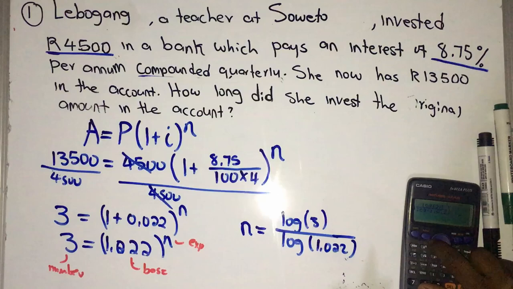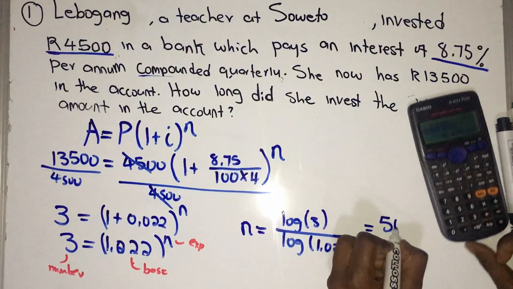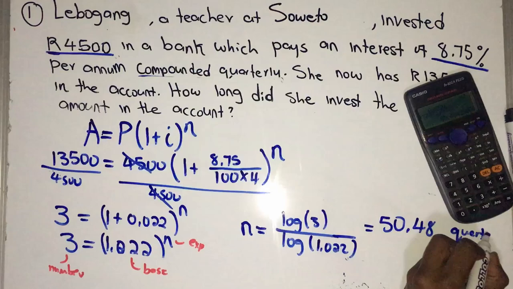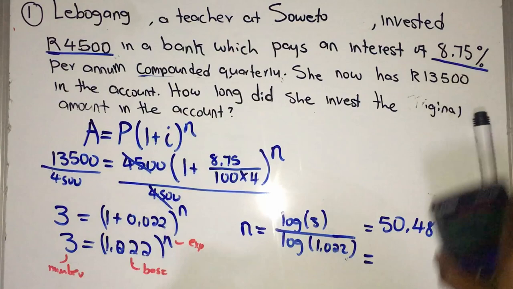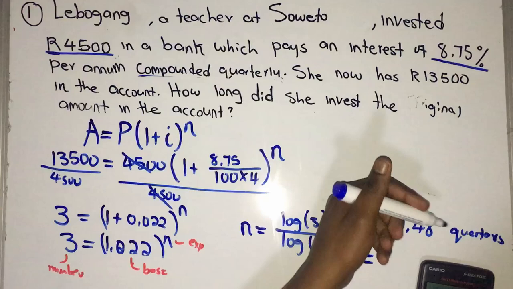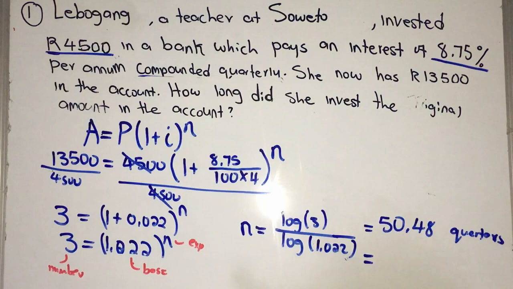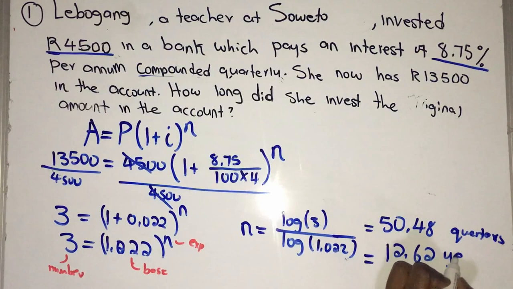Okay, and then that is 50.48. So remember, these are quarters. Why do we get quarters? Because our interest is compounded quarterly. Okay, so now we'll convert this to years. Since we have 50.48 quarters, we divide by 4, because there are 4 quarters in 1 year, and then we get our answer as 12.62 years, which could be rounded off to about 13 years.